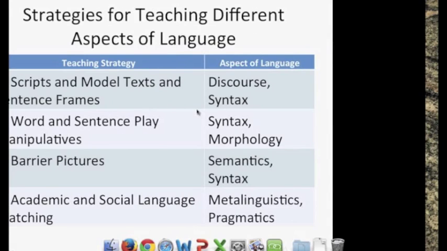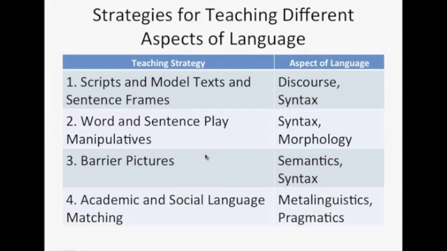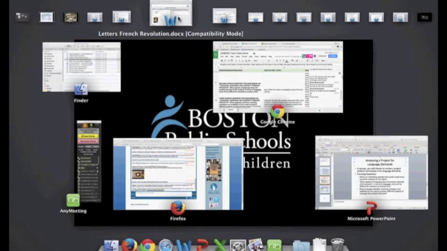Okay, so the first thing that we're going to look at are scripts. So, okay.